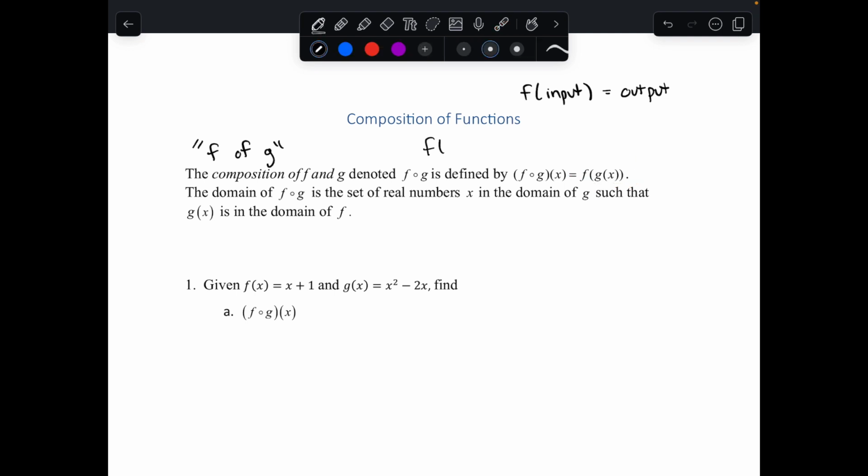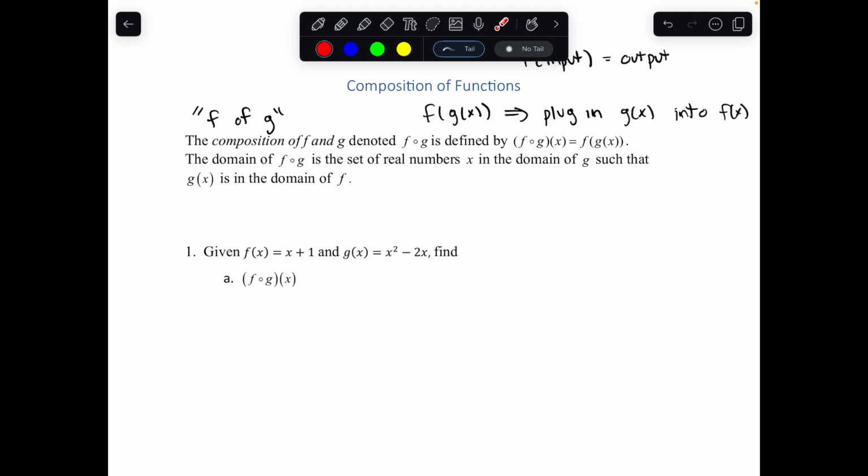So if I have f of g of x, really what I'm saying is I want to plug g of x into my function f. So the domain of my composition of functions, f of g, is going to be the set of all the numbers that are already in the domain of g, such that when I plug that number x into g and then I get an output, it's not going to be a problem number for my function f.